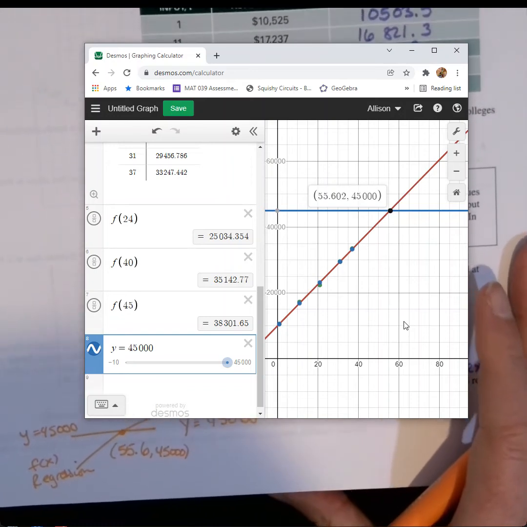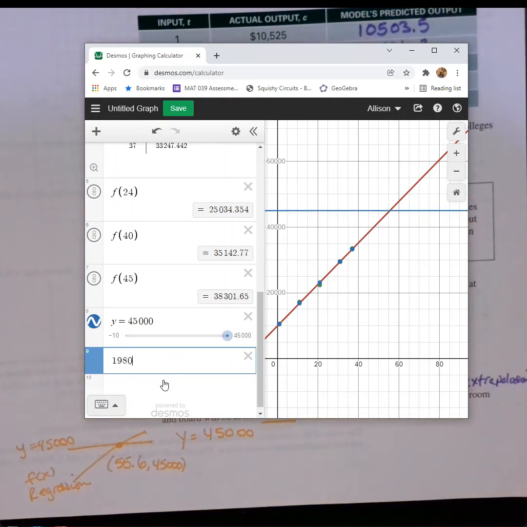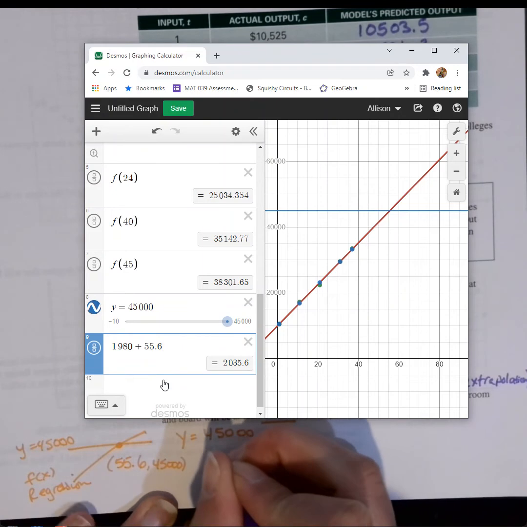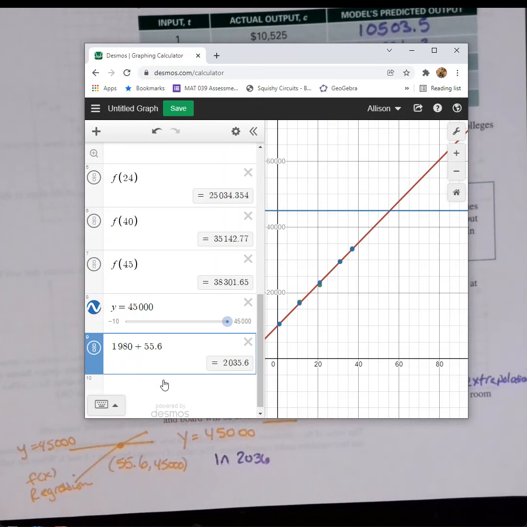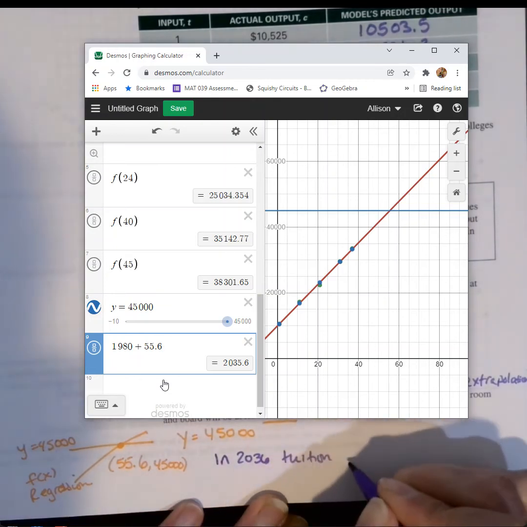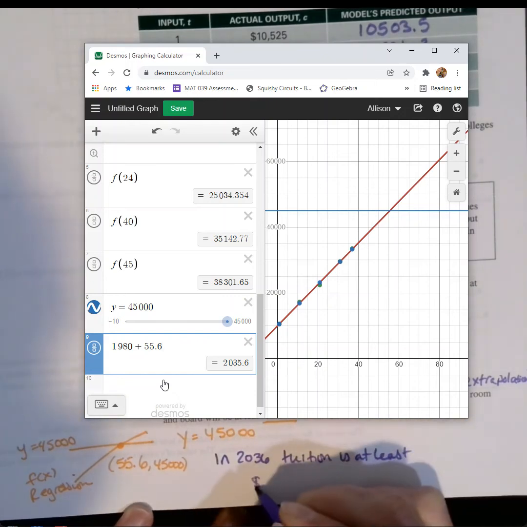All right. So this means that 55.6 years after my starting year, which was 1980, that's going to put us midway through 2035, or we can round that up to 2036. So we would predict that in 2036, that would be the year that tuition is at least 45,000.